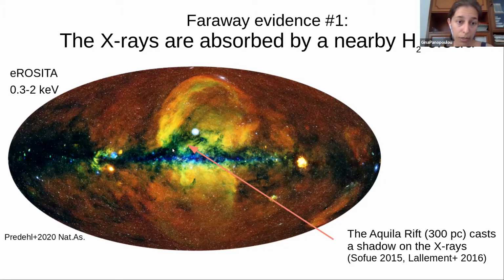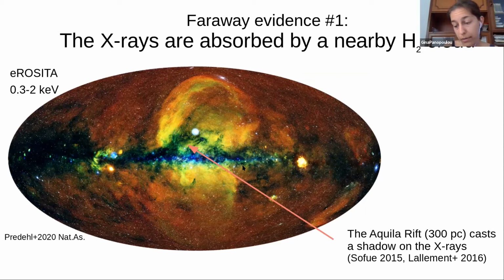And so since this molecular cloud is causing a shadow on the X-rays, it means that the X-rays have to be further than 300 parsecs. So that's a lower limit on the distance to the North Polar Spur.